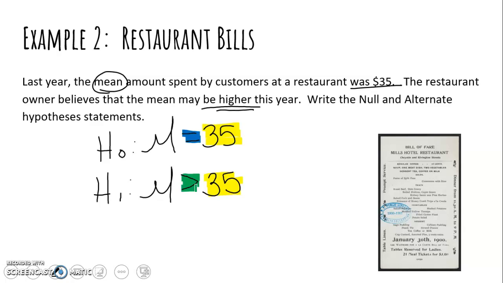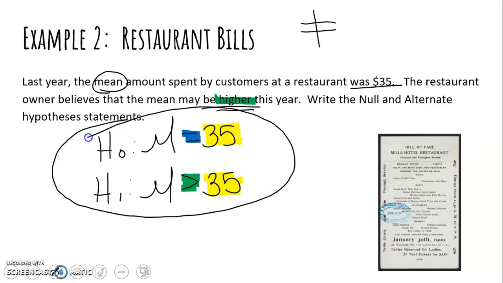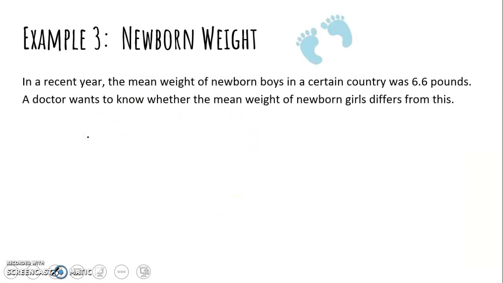We will use greater than when we say things like higher or more than or increased. We use less than for words like less than or decreased. And then we also have this symbol, not equal to, and we use that if we know that it's different, but we don't know how it's different. We don't know if it increased or if it decreased. We just know that we don't think it's 35. Okay, so that's all we had to do for this one, is just write a null and an alternate hypothesis statement.